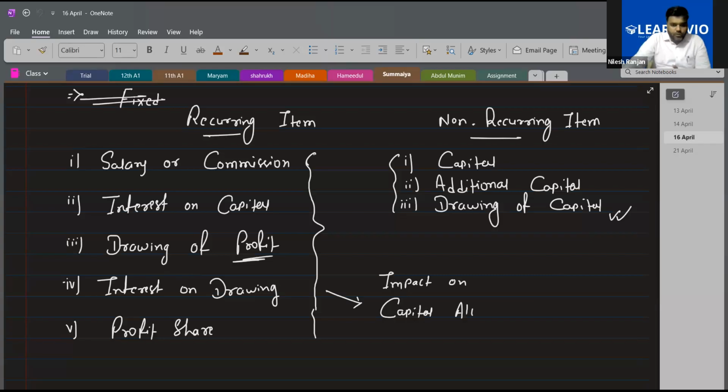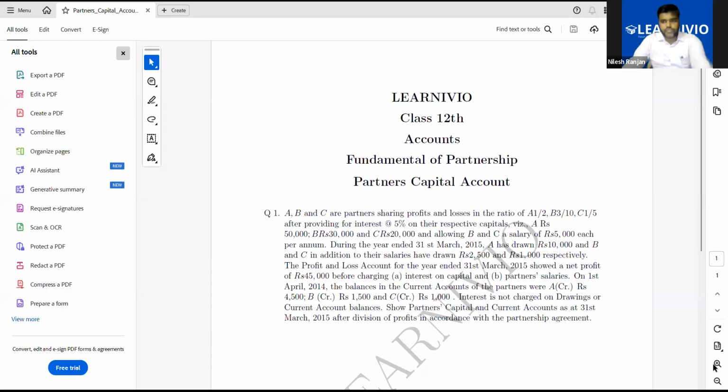Now we will solve a question on capital. Let me share a question with you. So this is the question. Can you see the question?